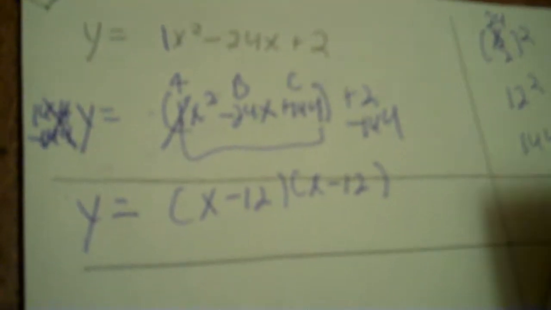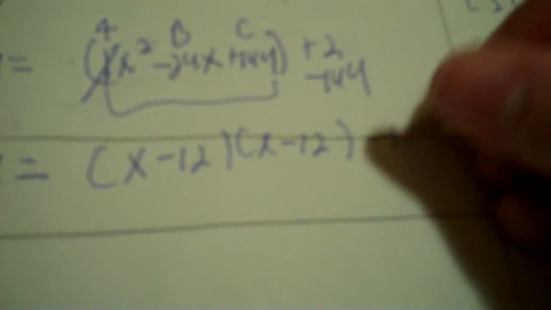Now factoring time. 144 positive. You're adding to get to negative 24. Look up at the board. What's the square root of 144? It's 12. They would have to match as negatives. And there you have it. So x minus 12, x minus 12. Taking 2 minus 144 is negative 142. So we have x minus 12 quantity squared minus 142.